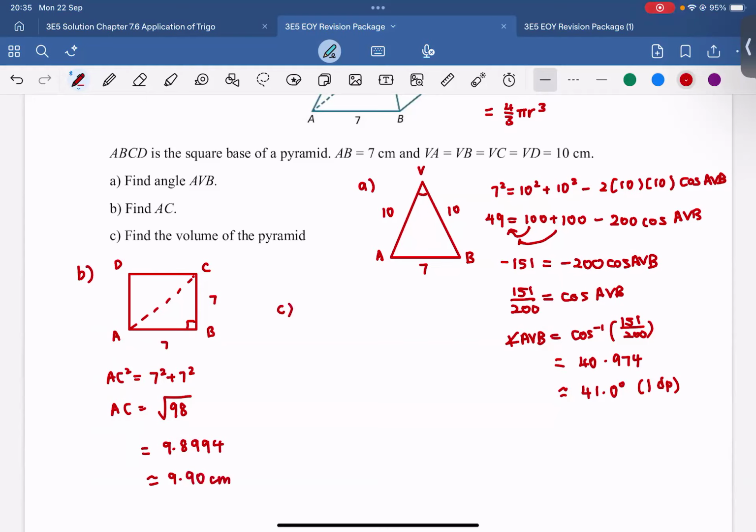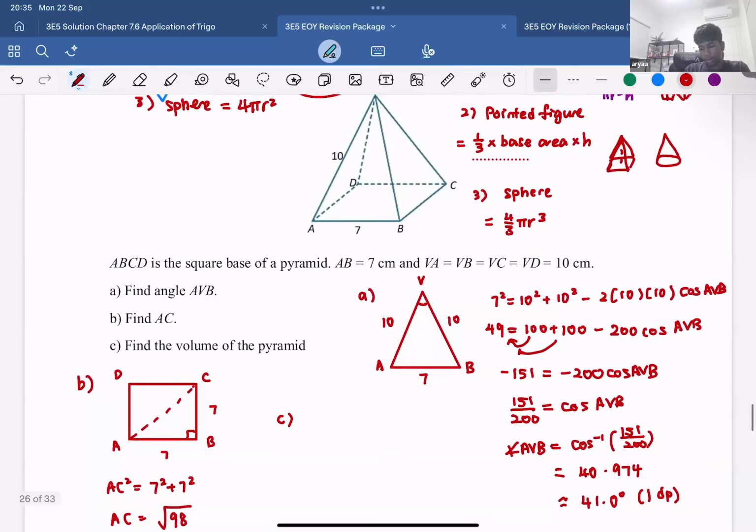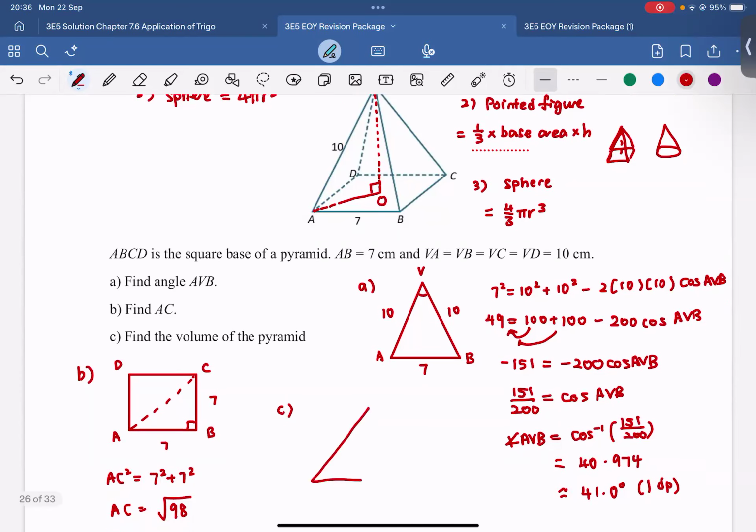Part C, how to find the volume of the pyramid? 1/3 base area over 3. Now I need to find this. How to find this? Okay, you see, to find this, I need to make use of this triangle. This is 90 degrees. So I take this triangle. I call this center O. Okay, so I bring this triangle out. It will look like that.